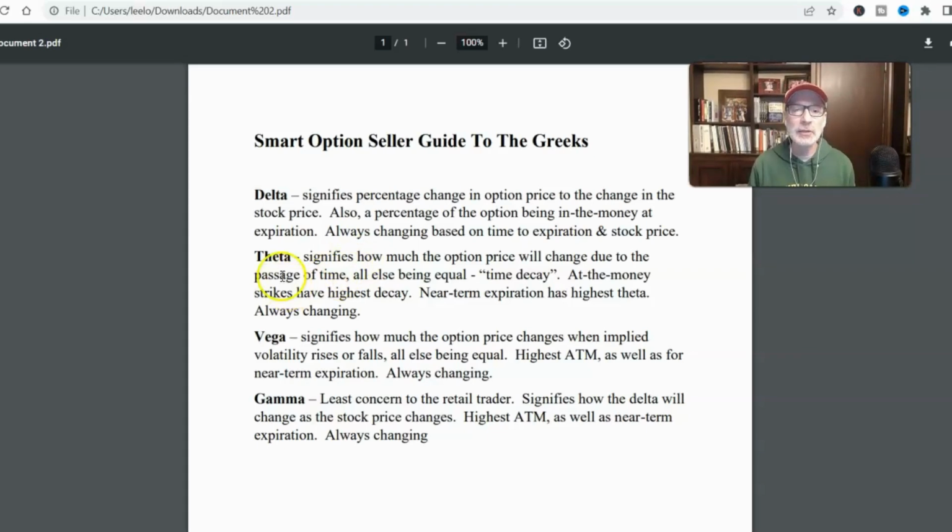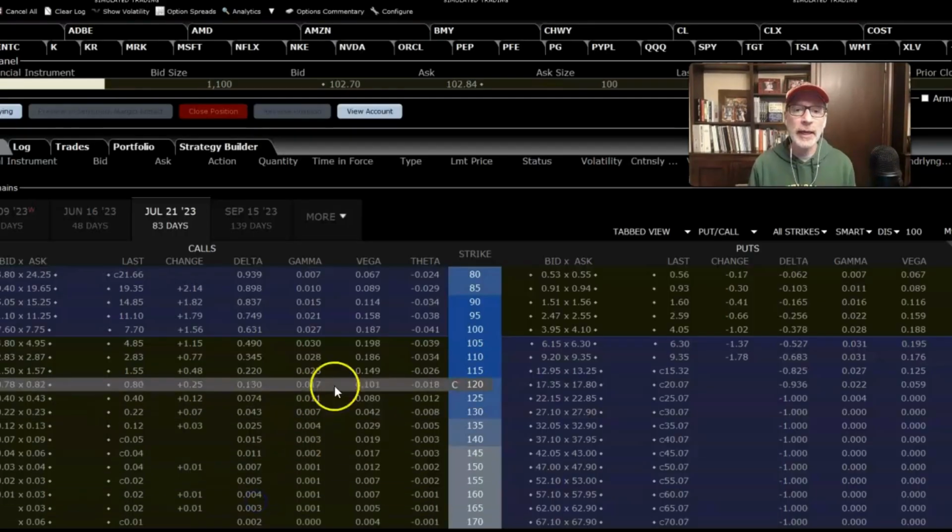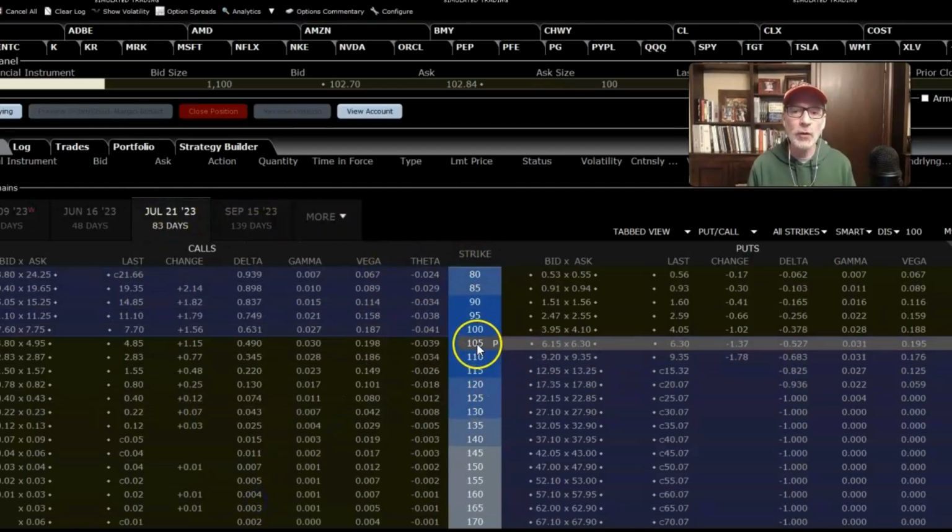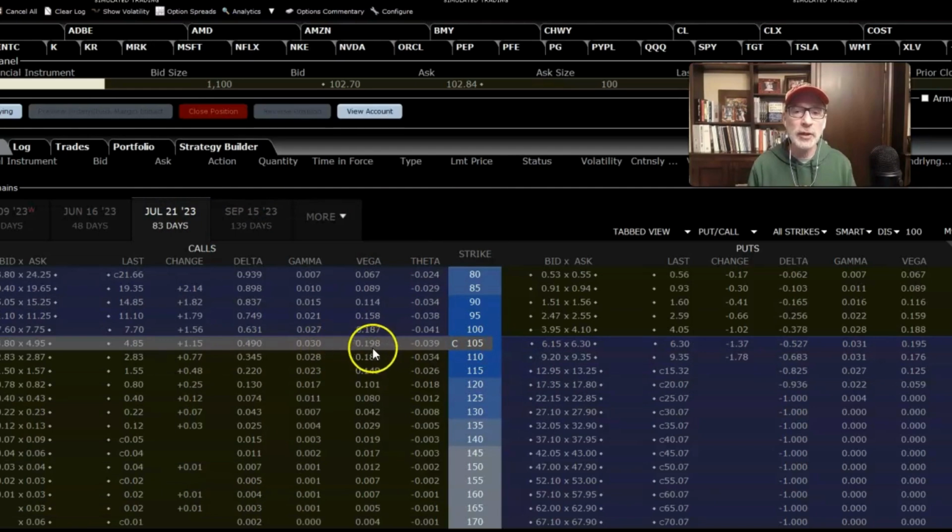All right, so let's look at theta here for a second. We'll go back to the option chain and we'll see. So in July, we're still sticking with these July options. The 105s, and we'll just concentrate on the calls here. The 105 calls have a theta of 3.9 cents. See, this is 0.039. That means 3.9 cents.